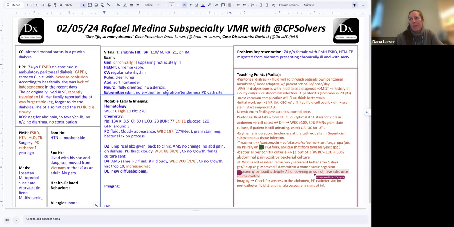The first thing they do is, again, repeat the cell count and cultures, and the cell count comes back at 600 with 95% neutrophils. They do go ahead and get that imaging that Dr. Lee had wanted. A CT, they did actually do with and without contrast, which we can talk about a little bit more in a peritoneal dialysis patient. Probably not ideal, but we were worried at this point, given the concern for this ongoing infection.